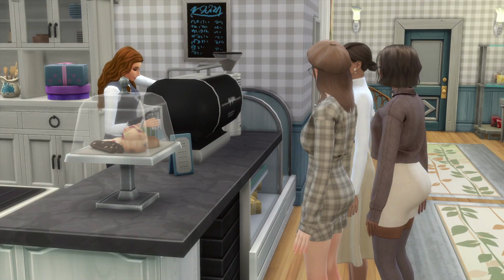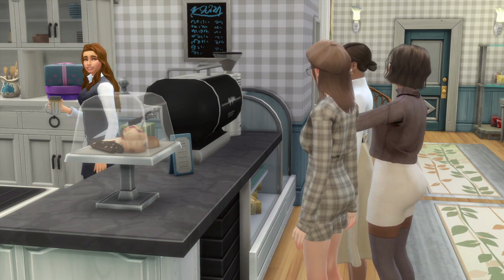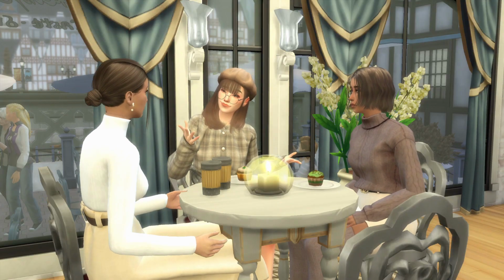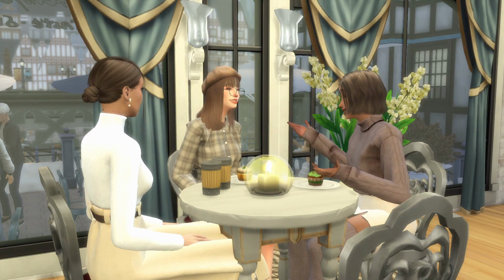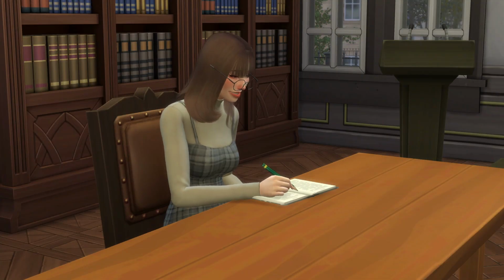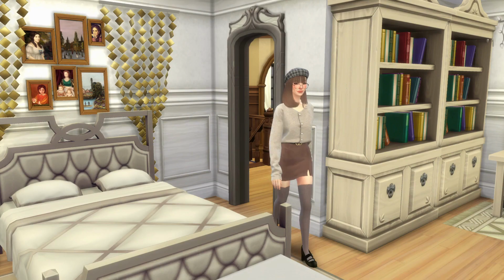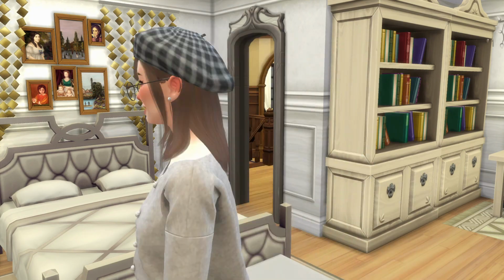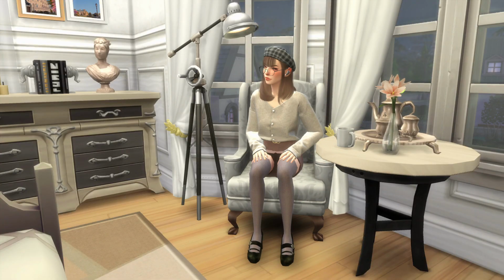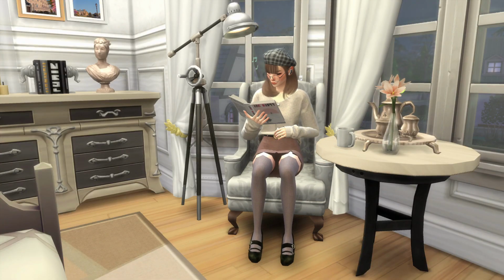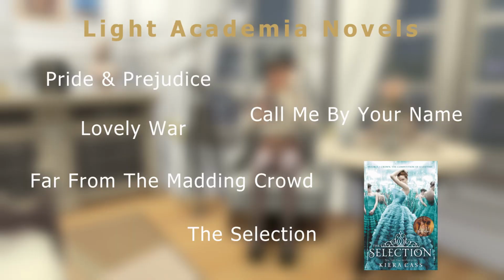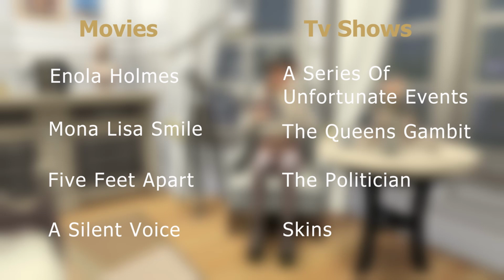Her and her other light academia-esque friends often go to bakeries and cafes to chill. However, when it comes to studying, she tends to spend time alone at the library. When home alone, one of her favourite things to do is to put on some light classical and read her favourite novels. Here are some popular light academia novels for those who are interested. And here are some movies and TV shows for you guys to check out.